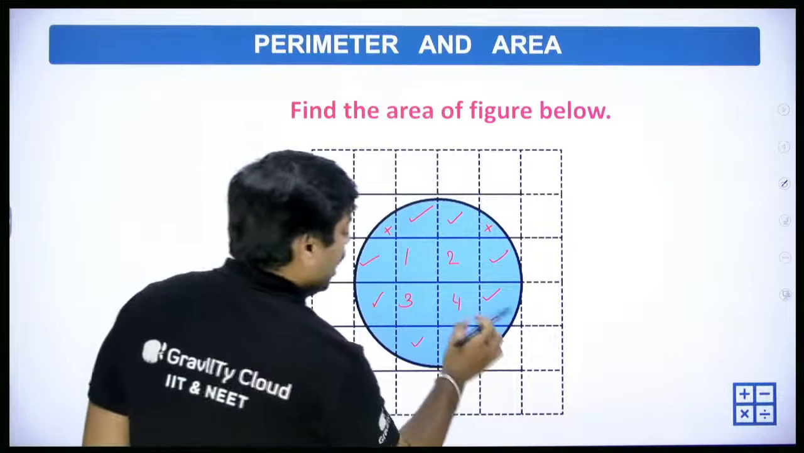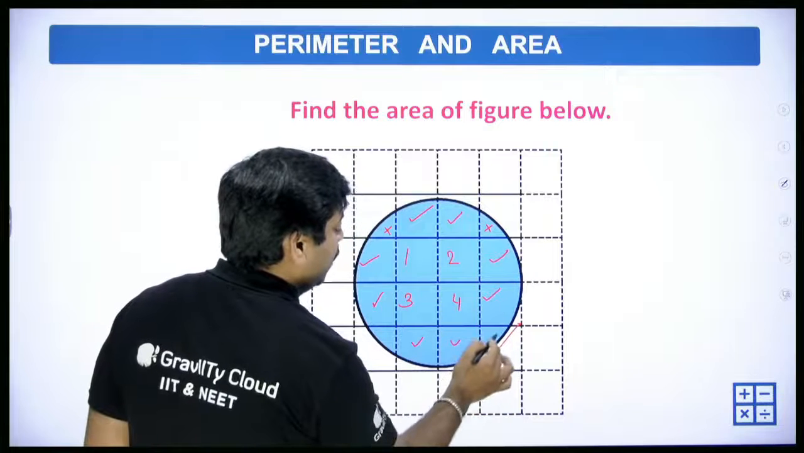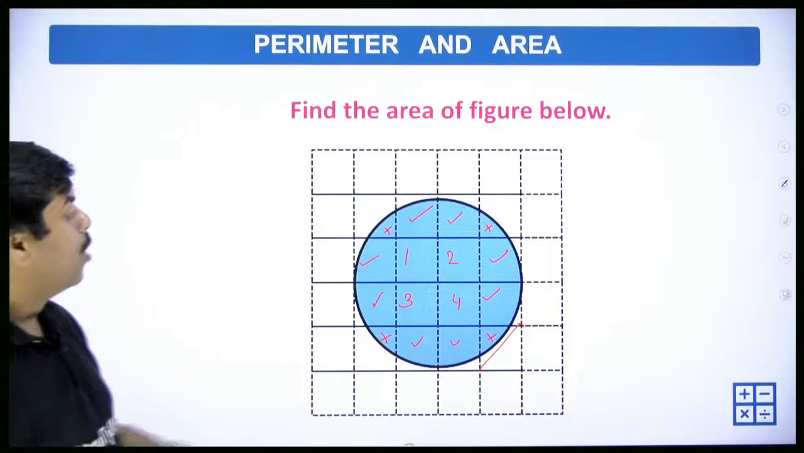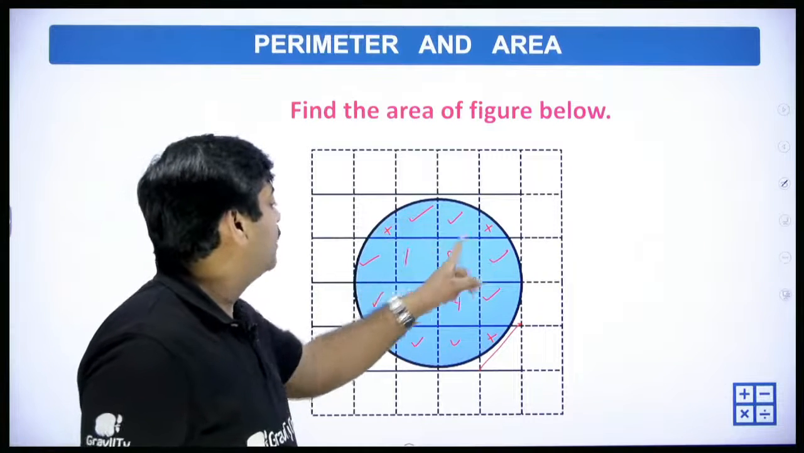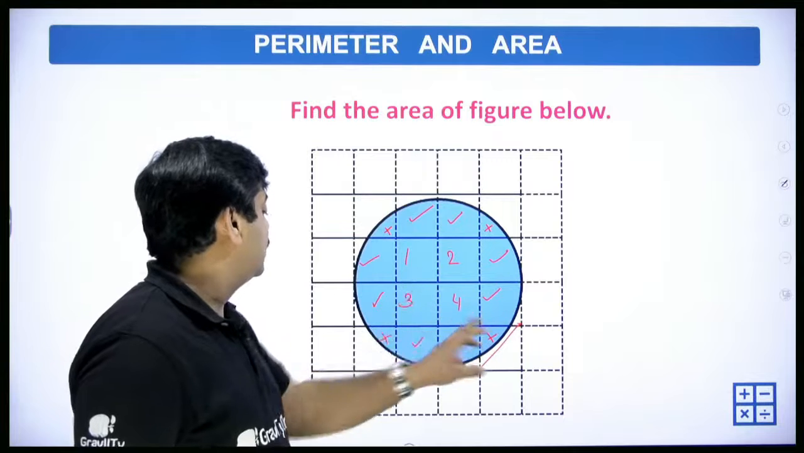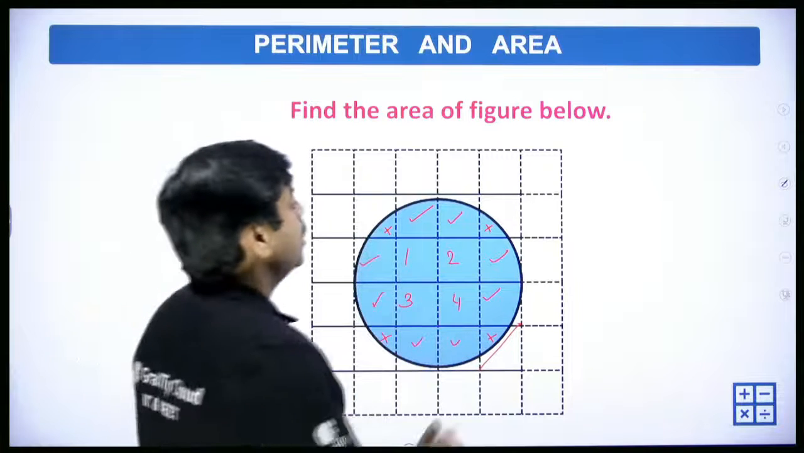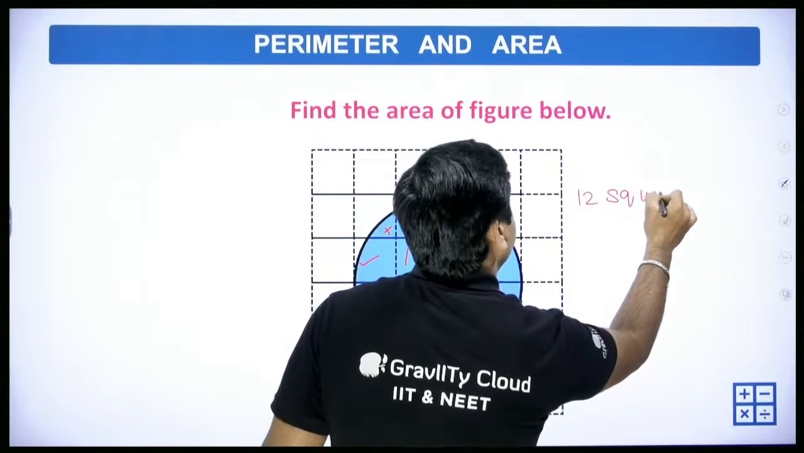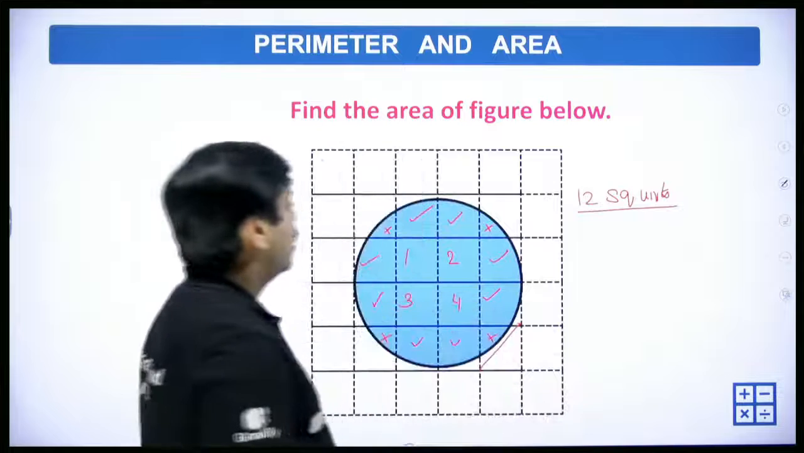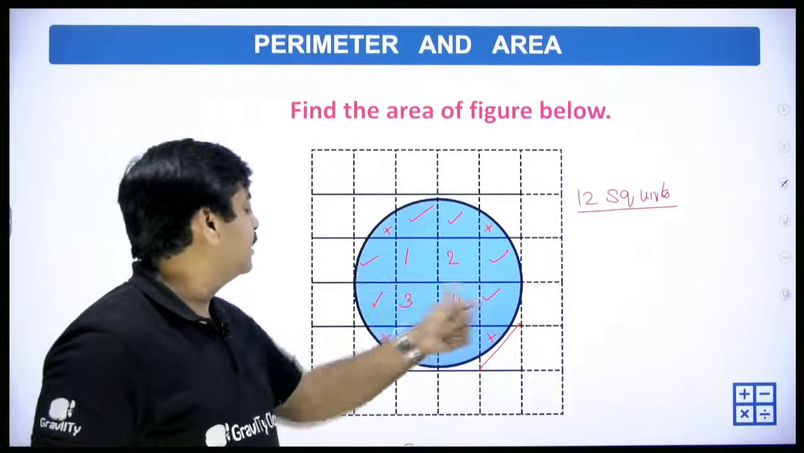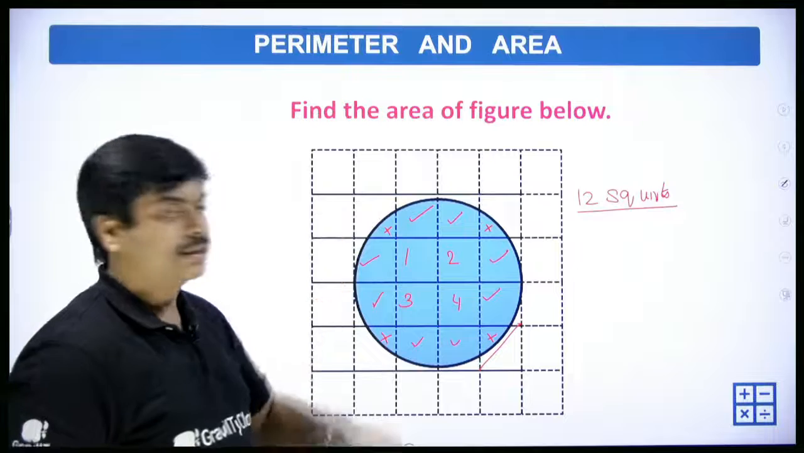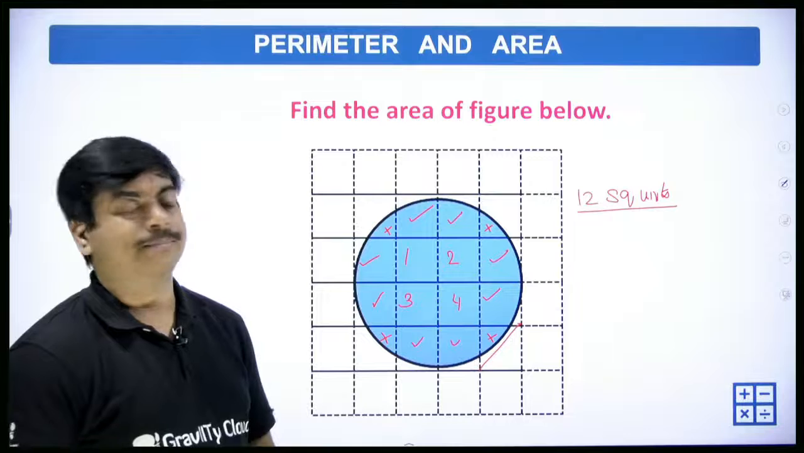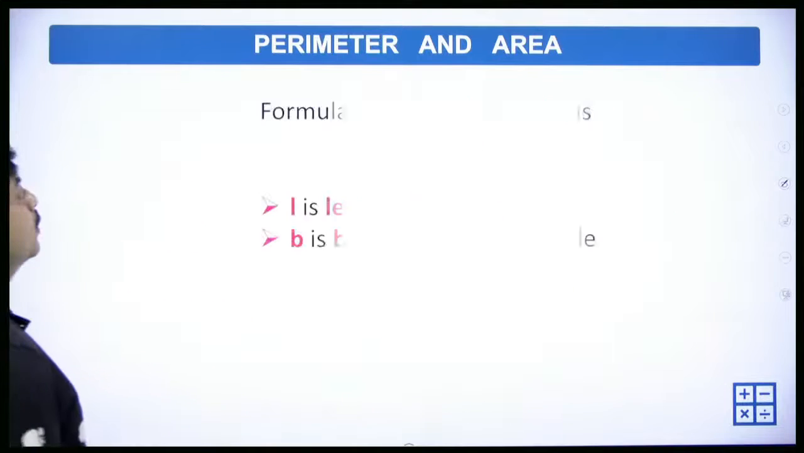So this is again less than half, this again less than half, so these two parts cannot be added. So 1, 2, 3, 4, 5, 6, 7, 8, 9, 10, 11, 12, right? So that becomes 12 square units. Let me check that again. 1, 2, 3, 4, 5, 6, 7, 8, 9, 10, 11, 12, right? So the rest of the parts, which are much less than half, will not be included. Okay, the next one.